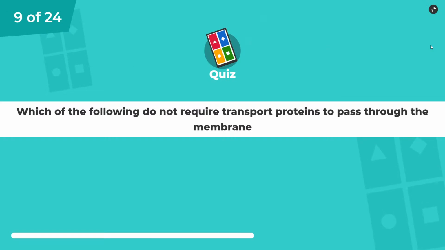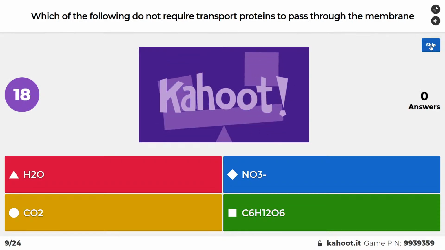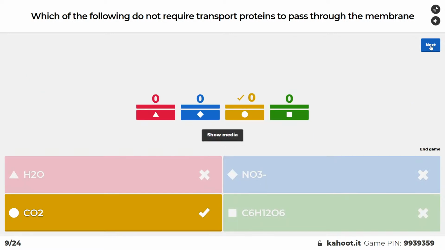Which of the following do not require transport proteins to pass through the membrane? We're given water. I don't remember my chemistry. I think that's nitrate. Okay, carbon dioxide and glucose. Or you can eliminate one of them immediately. I wonder which one. I'm not sure. I don't think any of us know. All right, time is up. So which one can we eliminate? Glucose. It's a little bit big, you know? Just a little bit, in comparison.